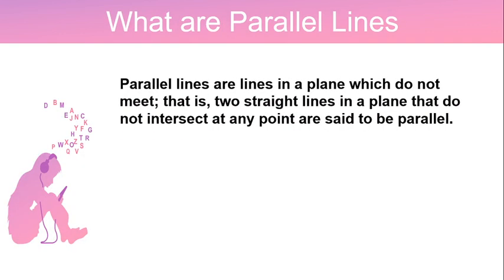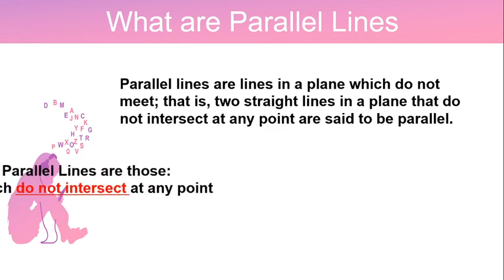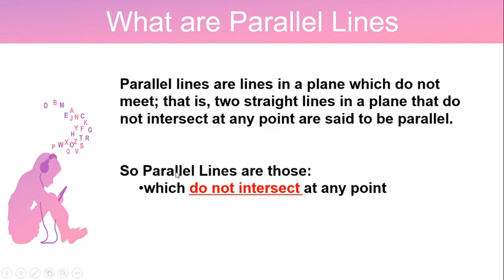So, what result have you got here about the definition of parallel lines? Parallel lines are lines in a plane which do not meet, that is, two straight lines in a plane that do not intersect at any point are called parallel lines. So, parallel lines are those which do not intersect at any point.